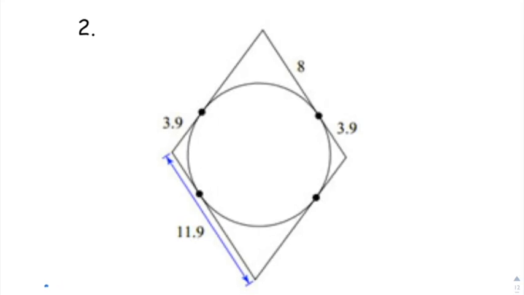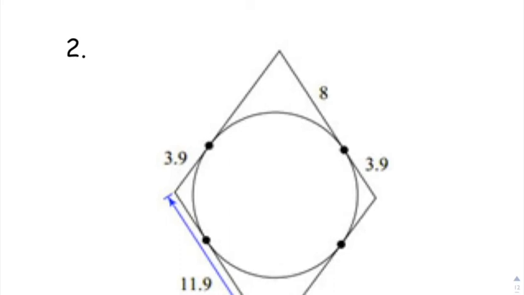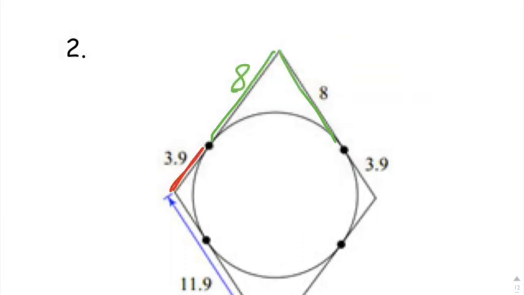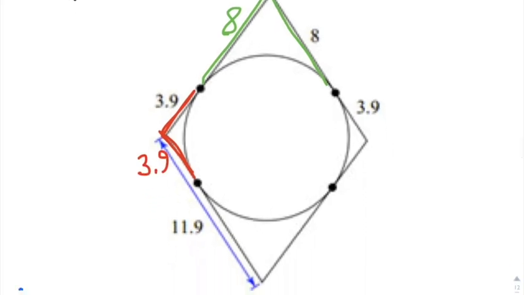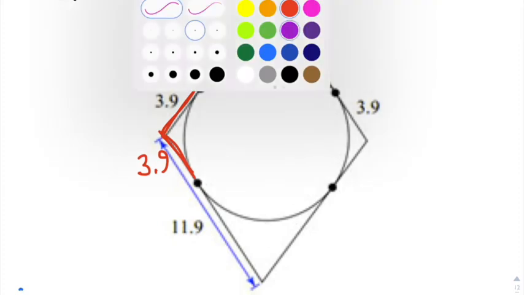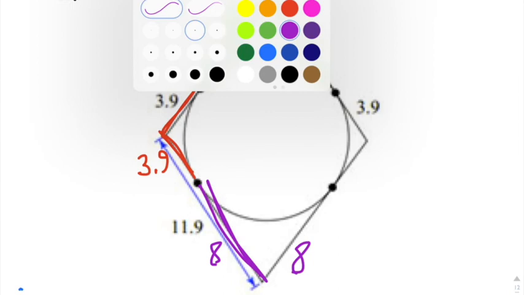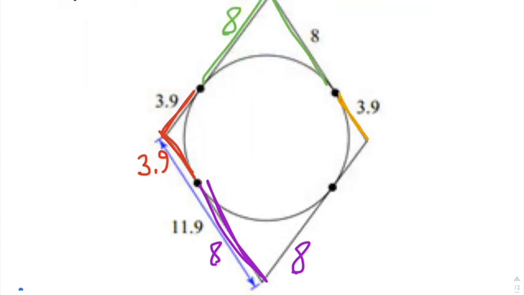Let's see what's going on with this one here. Got a bunch more of these tangent lines going on here. I see 8 up at the top, so over here on the left side, that needs to be the same. If you need to color code it, it might make it easier for you. You got 3.9 there, so this other side's got to be 3.9 as well. If I subtract that from the 11.9, since that's the whole thing right here, that gives us 8. And then this other side's got to be 8. And look over here, we got 3.9 for this side, so this side's also got to be 3.9.